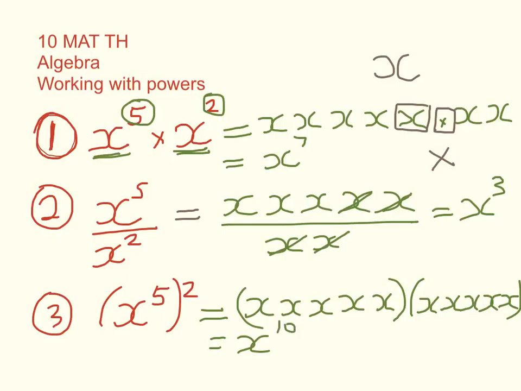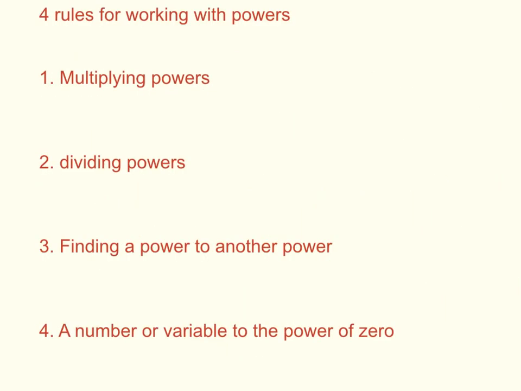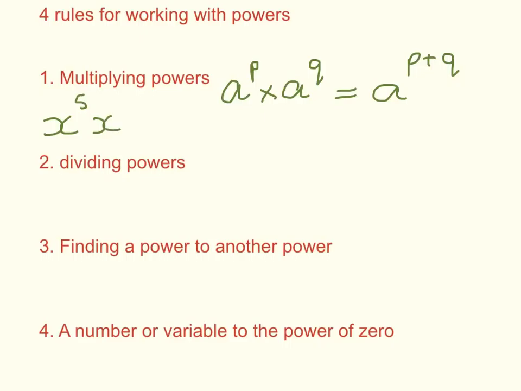What we're going to do on the next slide is look at the rules we figured out for working with powers, and there are 4 of them. When we have a to the power of p times a to the power of q, we just add the powers. Okay, on the last slide, we had x to the power of 5 times x squared equals x to the power of 7. I'll put my examples down here.